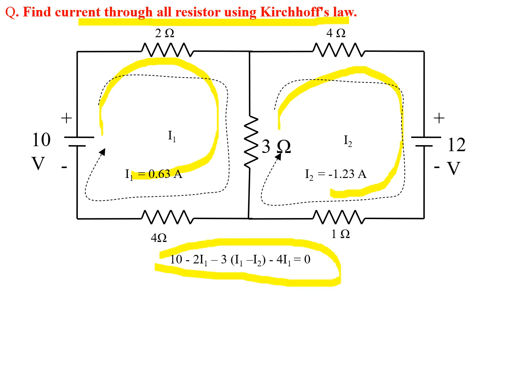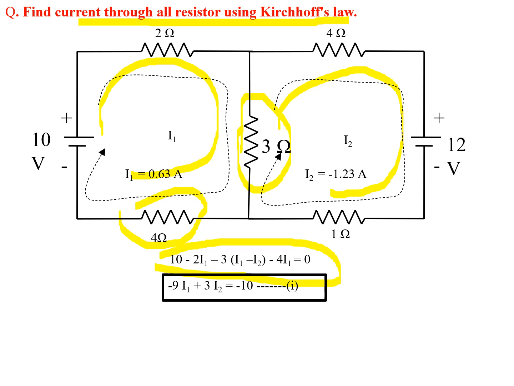For the first loop, 10 is equal to 2I1, because the current through this resistance is I1, plus 3 times I1 minus I2, because this 3 ohm resistance is common to both the loops. So that's why the positive current is I1 and the negative current is I2, plus 4 times I1, is equal to 0. Now if I rearrange that, I will get this equation.